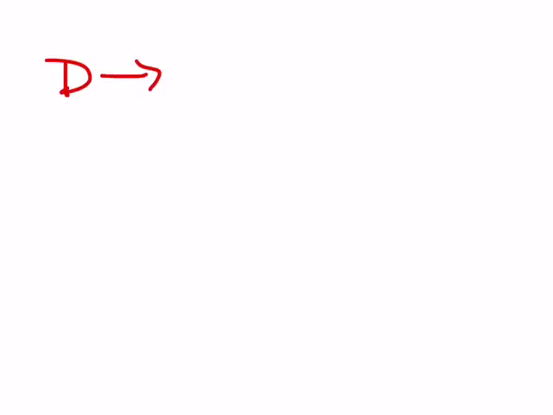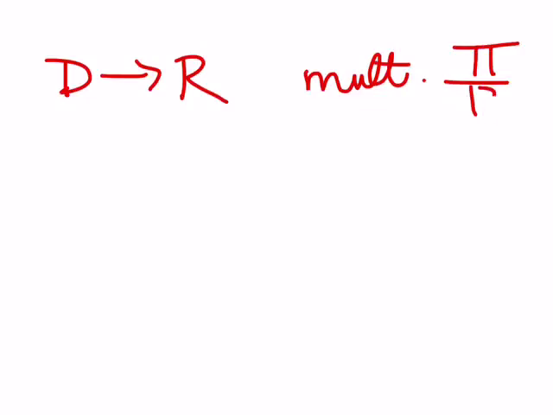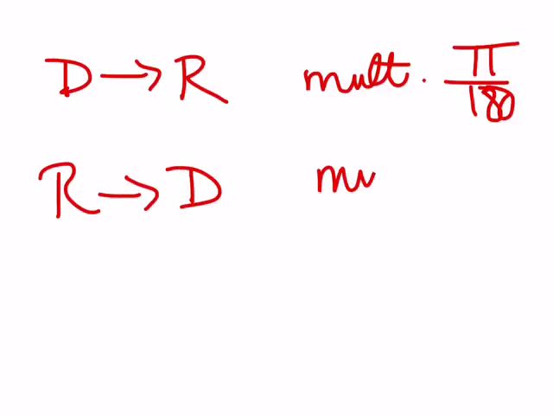And I give you a nice little table there. The Math is Fun website also illustrates it a little bit. But to go from degrees to radians, you're going to multiply whatever degrees you have by pi over 180. And it's just the reverse, reciprocal. To go from radians to degrees, you're going to multiply by 180 over pi.